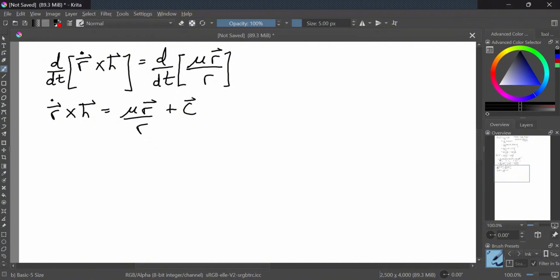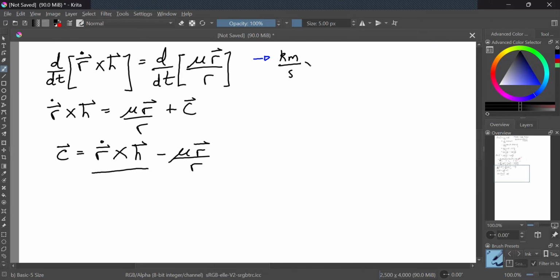All right. What is our constant of integration? Let's solve for that. It's going to be R dot crossed with H minus mu R vector over R. All right. Let's take a moment to look at our units. So we're looking for what unit C is going to have. For that, let's look at our first term, which is going to be kilometers per second, multiplied by kilometers cubed per second. And that has to be the same unit set as our second term here. So let's put in a comma.